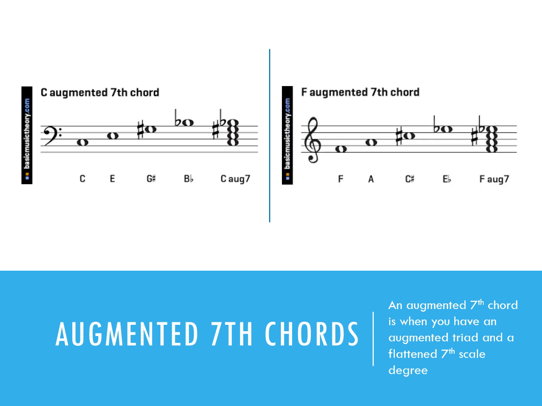Another example would be an F augmented seventh chord. Similarly, you have the augmented triad, which is F, A, C sharp, and then the interval between F and E flat is a flattened seventh. Therefore, making an F augmented seventh chord: F, A, C sharp, and E flat.